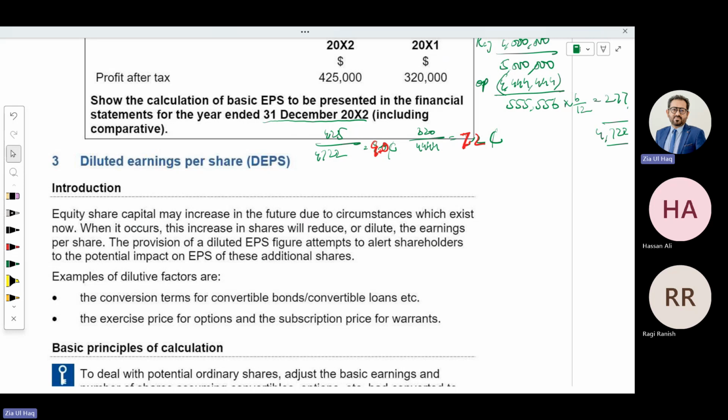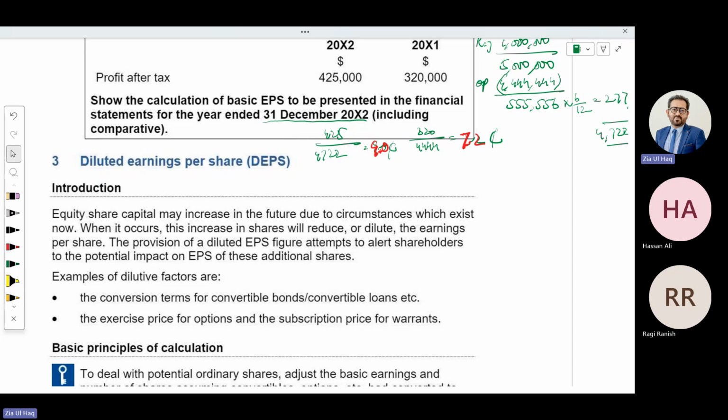How can EPS be reduced? Either earning is reduced or the number of shares increased. Earning will reduce? No, you cannot predict. Number of shares will increase? Yes, if you have any commitment. You have signed a contract, in that case, in future, shares could increase. And with the increase of shares, ultimately the denominator will become more, so the EPS figure will be reduced.